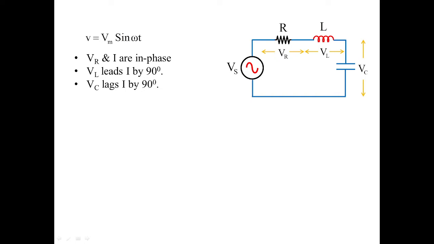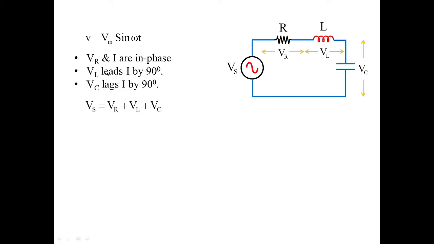Now from our previous analysis, we have come to a conclusion that when there is a pure resistor, the resistive voltage and current are said to be in phase. When this is a pure inductor, the voltage leads the current by 90 degrees. When it's a pure capacitor, the voltage lags the current by 90 degrees. So this conclusion we made according to our previous analysis. You can check these concepts with our previous videos with single phase RL and RC circuits.